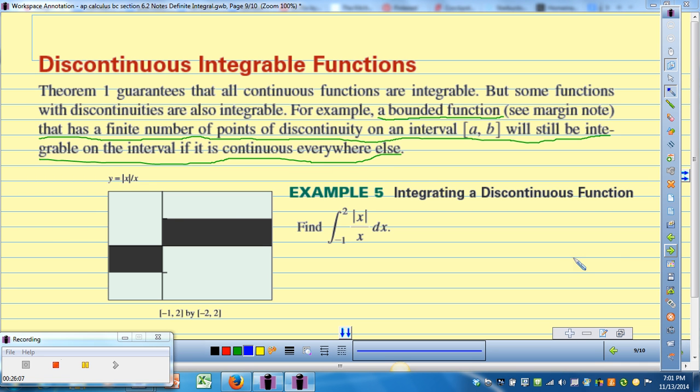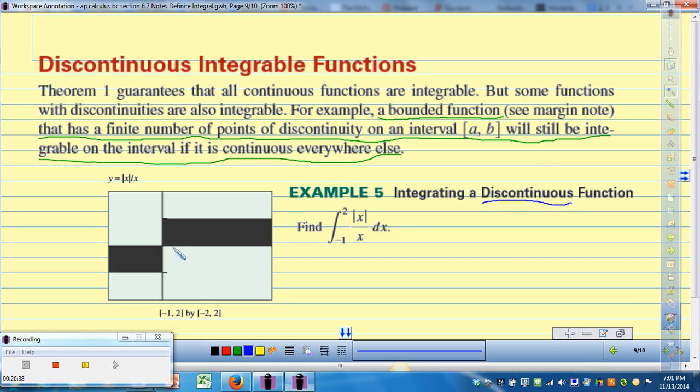All right. There are some cases where we can still find the area under a curve even if the curve is discontinuous. And one case where this will happen is if we have a bounded function, so we're on some interval like this one from -2 to 2, and within that bounded function there is a finite number of points of discontinuity. So in this case, the function is absolute value of x over x, which has 1 point of discontinuity, a finite number of points of discontinuity, on the interval from -1 to 2.